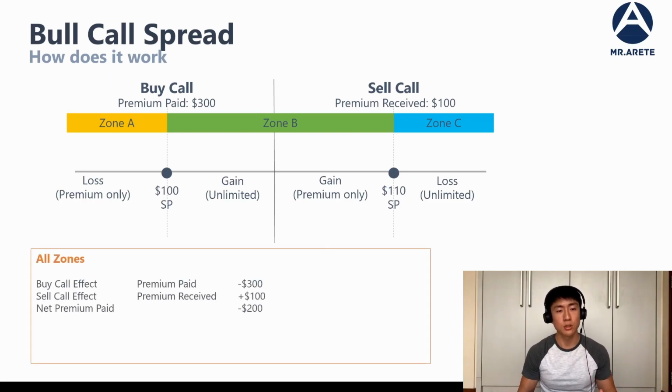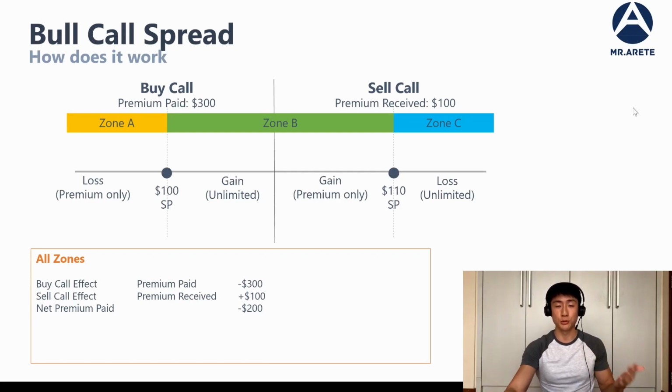Alright, so recall that when we bought a call, the moment we buy a call, we have to pay a premium immediately. For this case, you immediately have to pay, or get debited, $300. Now, when we sold a call, we immediately received a premium of $100. Therefore, our net premium paid, or debit, for this buy call spread is minus $200. Why is this important? Because no matter what zones we are in later, this net premium paid has to be accounted for in every single zone.